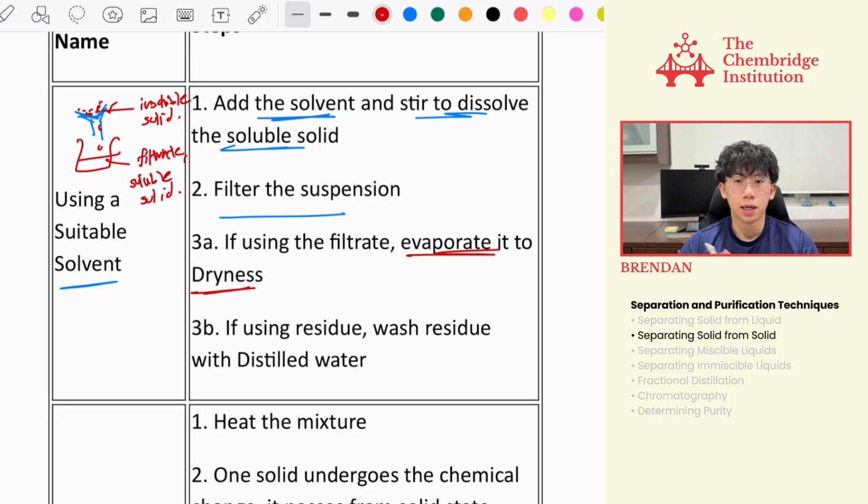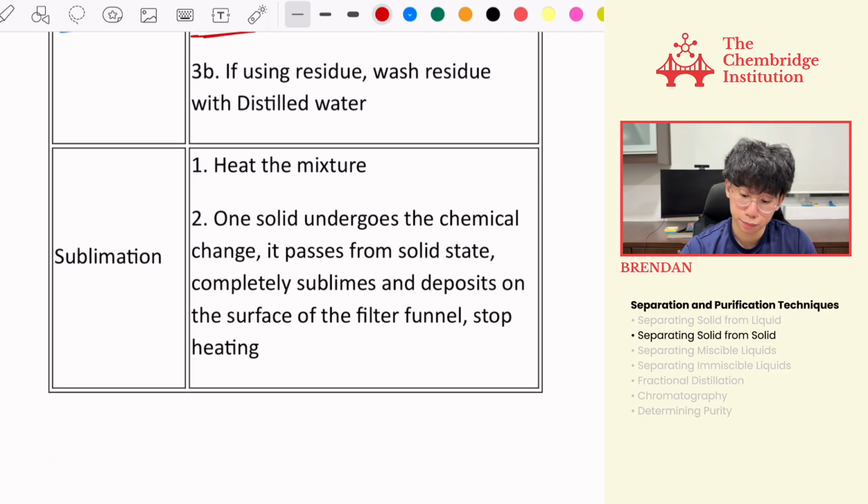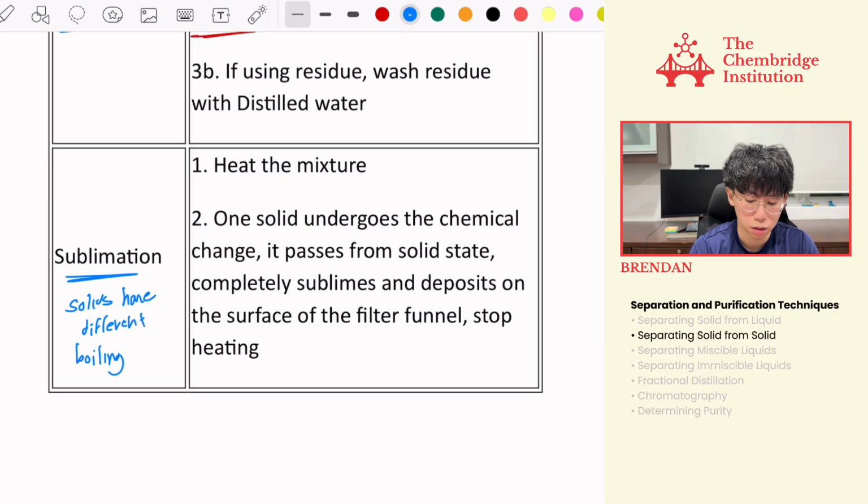Understand? Now next, we have sublimation as well. This is another technique that we can use. We usually use this when we find that the solids have very different boiling points. How we do sublimation is we actually heat the mixture, and then one of the solids that reaches its boiling point will actually sublime, so it will become a gas.